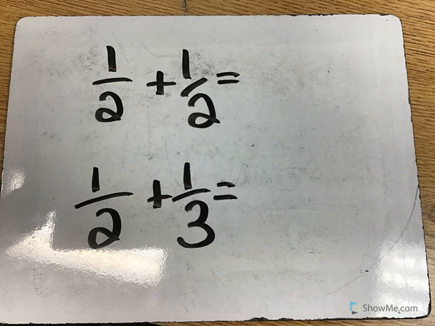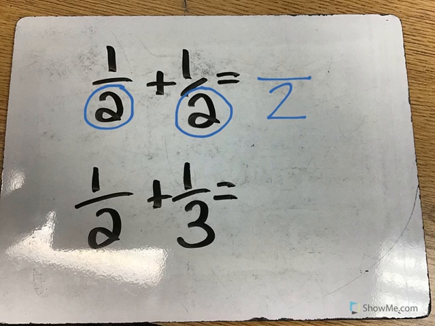So if I have 1/2 plus 1/2, now as you guys know, the most important thing when adding or subtracting fractions is that we have to have a common denominator. So they both have 2 as a denominator, so we have a common denominator. So when that happens, you do not add the denominators. The denominator stays the same. You add your numerators. 1 plus 1 is 2. That gives us 2 over 2.